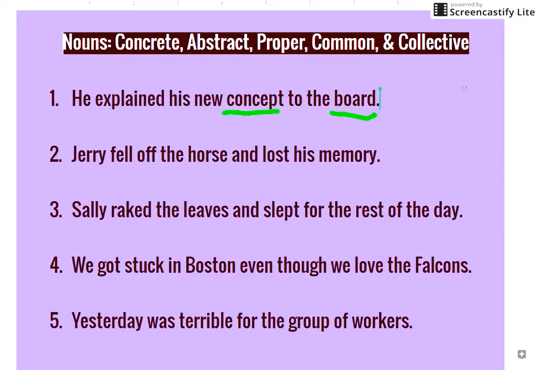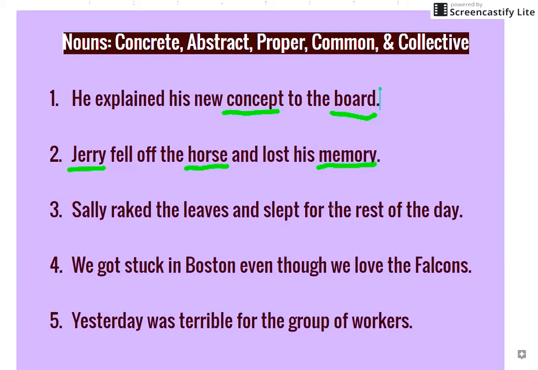Jerry fell off the horse and lost his memory. So we're looking for people, places, things, or ideas here. Well, we know Jerry, poor Jerry who fell off the horse and now he doesn't know anything. He's a noun, he's a person. And then horse, that poor horse is probably feeling really bad about what it did to Jerry. Of course, and then memory, if you've lost something, it's a thing, you've lost it. So memory is a noun. That's it for sentence number 2. Let's go to sentence number 3.